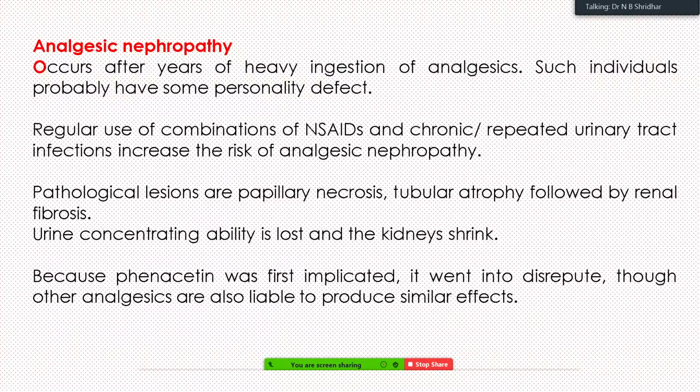And the pathological lesions are papillary necrosis, tubular atrophy, followed by renal fibrosis. This is known as analgesic nephropathy. Urine concentrating ability is lost and the kidneys shrink in size. Because phenacetin was the first implicated, it went into dispute, though other analgesics are also liable to produce a similar analgesic nephropathic effect.